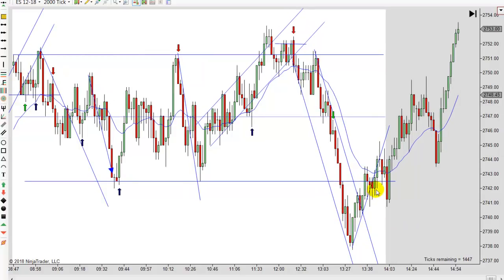Then we bounced over here. You get a failed second entry short here, I should say, not long. I keep saying them backwards here for some reason. That's a failed second entry short when it broke higher. If you'd have taken that one, you'd have got burned.